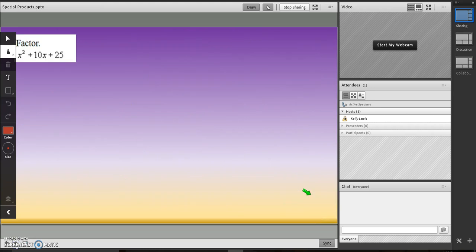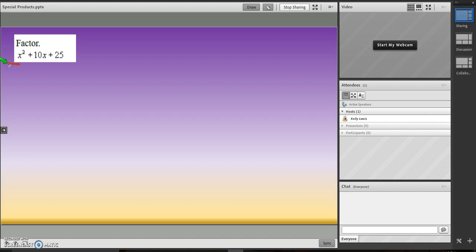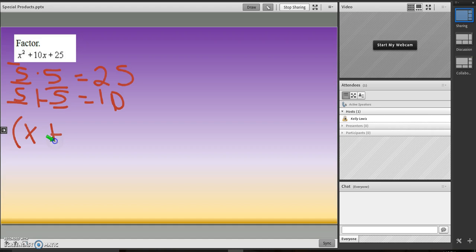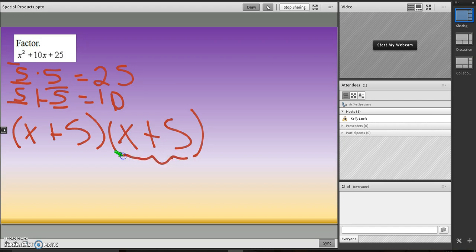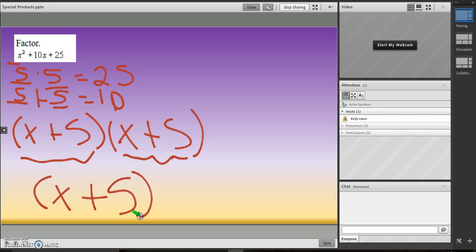Okay, so I'm going to do this problem how we originally learned it, and then I want to show you a pattern. We learned that if there's nothing written in front, then you do multiplies to give you the last number, adds to give you the middle number. So two numbers that multiply to give us 25 are 5 and 5, and 5 plus 5 is also 10. So then we could write x plus 5, x plus 5. Keep in mind, that is called a factor. If your factors are literally the exact same, you write a little square.